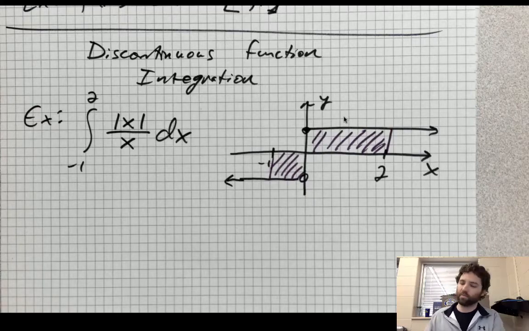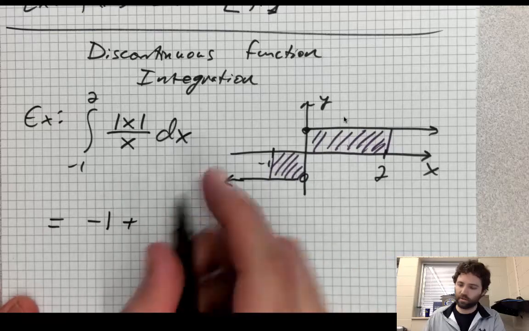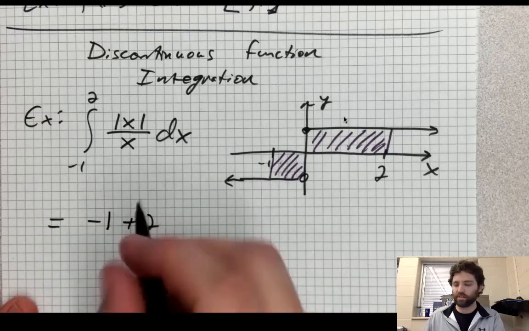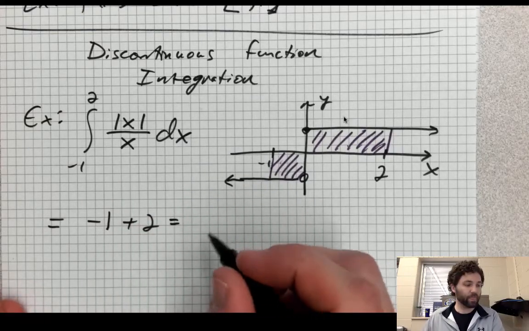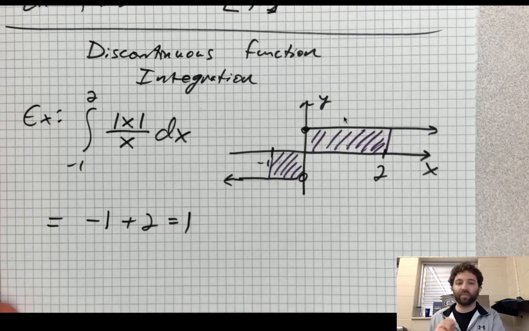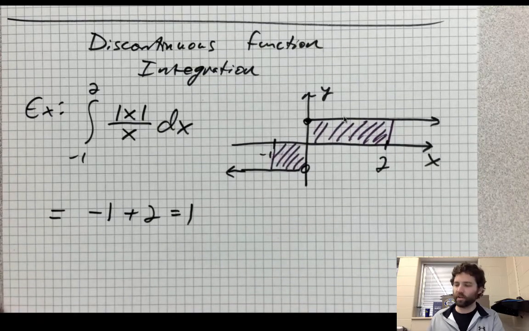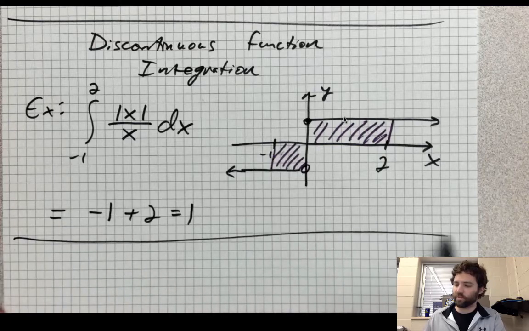When you compute this, what you end up with is -1 plus 2. So remember, this is below the x-axis, so you get a net area of 1. Very last thing that I want to show you, I just remembered. I didn't have it in my notes, so I'm glad I remembered. That's it for discontinuous function integration.